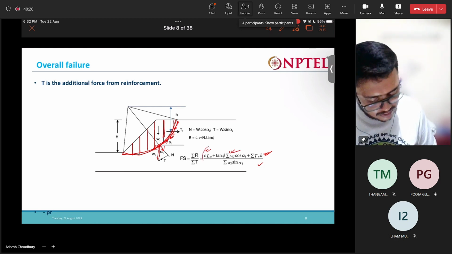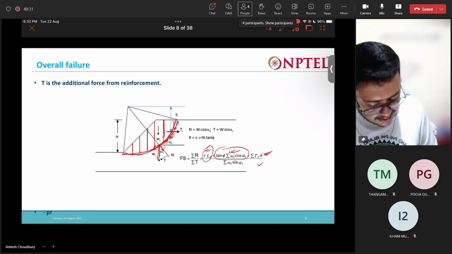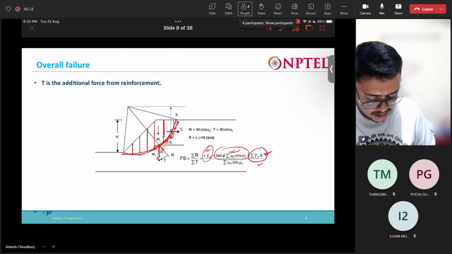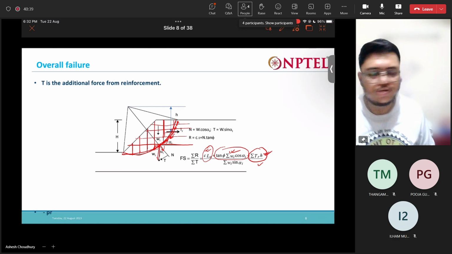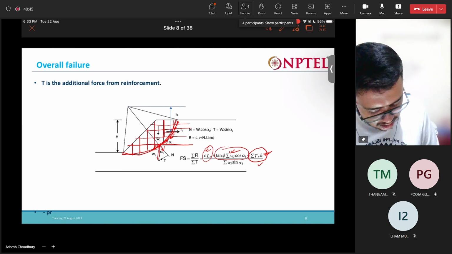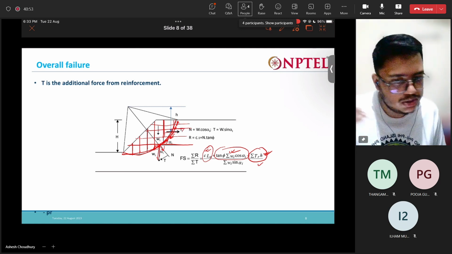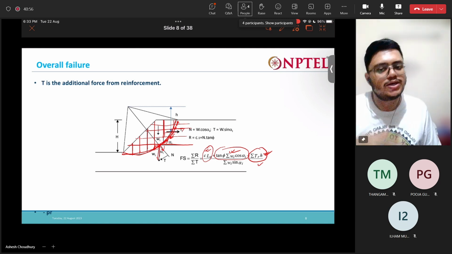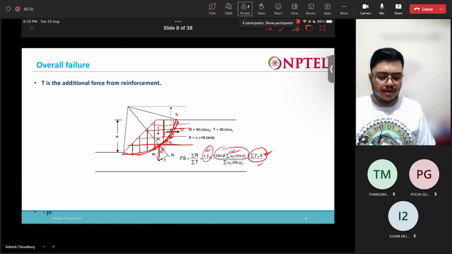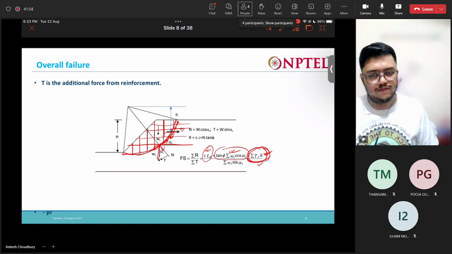So first is the contribution of the cohesion of the soil, second is the contribution of the weight of the soil, and third is the contribution of the reinforcement. So you are putting some reinforcement, reinforcing the slopes with some geosynthetic material. All right, so due to the reinforcement, there will be some tension, and the reinforcement actually prevents the slipping of the surface, right? That is the T that you are considering here. This T actually comes from the reinforcement, right?